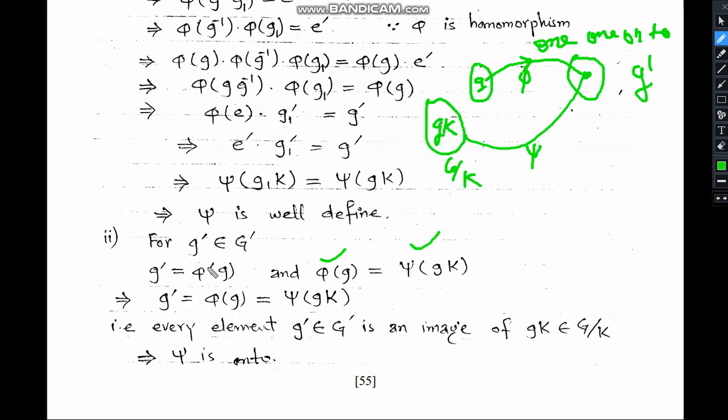So if this G dash is onto with respect to phi, this G dash will also be onto with respect to psi, because there is a relation between phi and psi. So here we have shown that psi is existing, psi is 1-1 and psi is onto. So here we have proved that psi is 1-1 and onto. Now we wish to show that this psi is a homomorphism also. If psi is a homomorphism, 1-1 and onto, then it will be isomorphic.